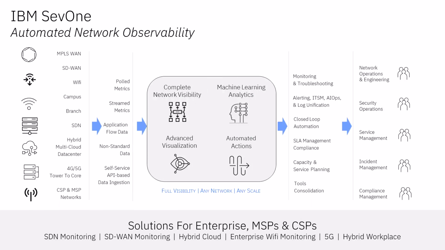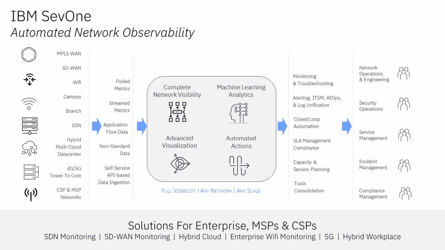SevOne NPM, or SevOne Network Performance Management, is all about network observability. SevOne is used today by enterprise, cloud service providers, managed service providers to continuously ensure that client networks are performing for the applications that drive today's businesses.